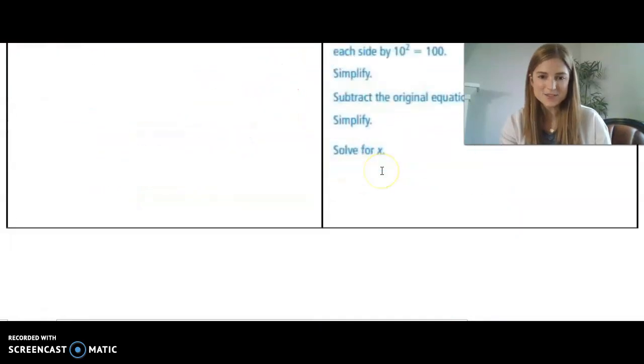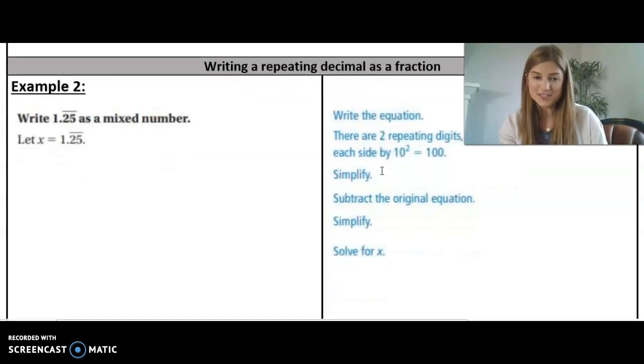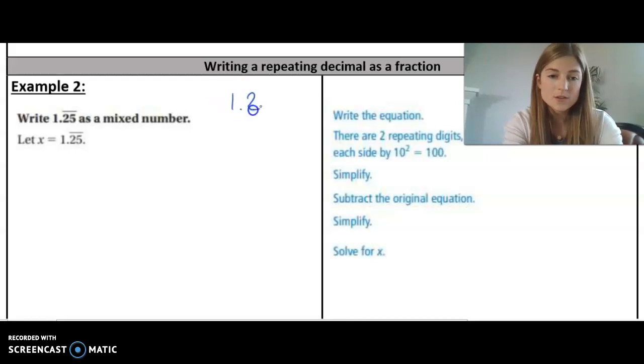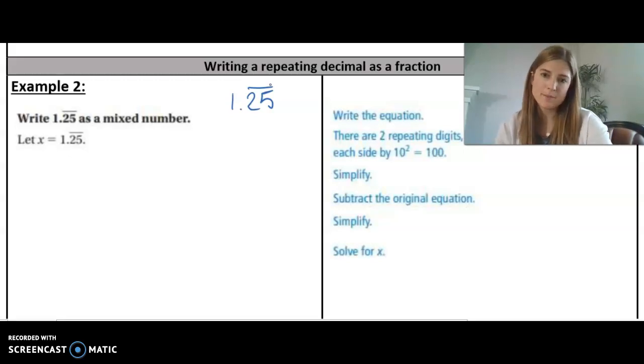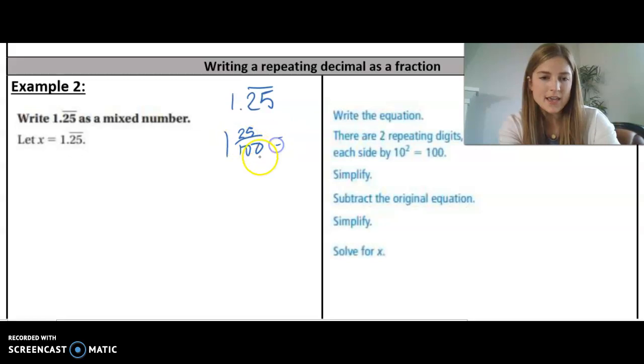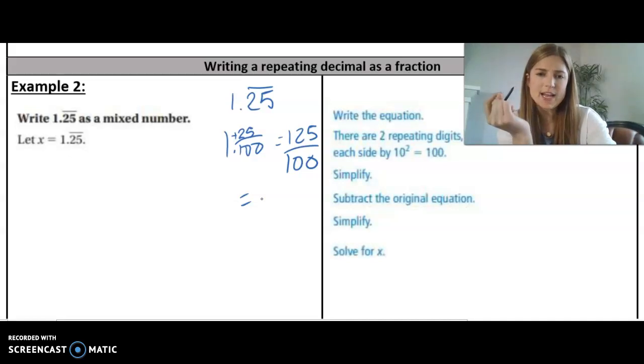So let me X out of this and I'm going to scroll on down. Writing a repeating decimal as a fraction. Why this is different is because if I were to change this 1.25 repeating into an improper fraction, I know that 25 is in the hundredths place, and then I make this an improper fraction of 1 times 100 plus 25, 125 over 100, and then I go and reduce that and all that jazz.